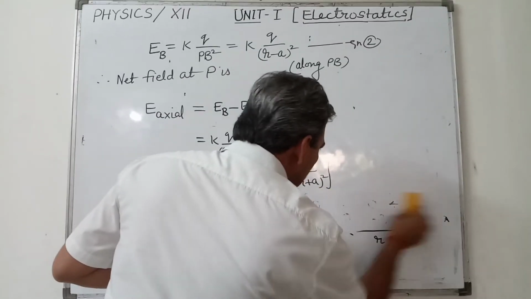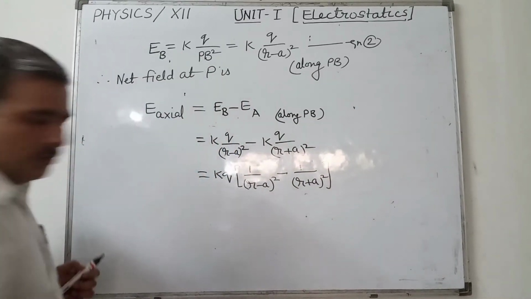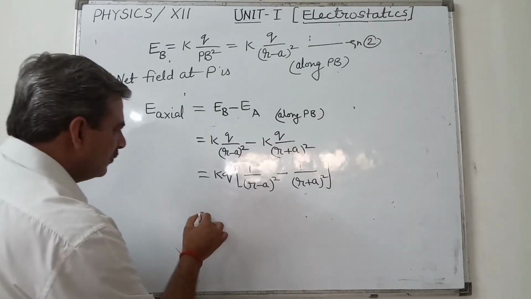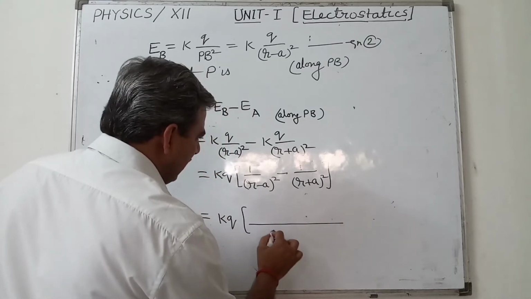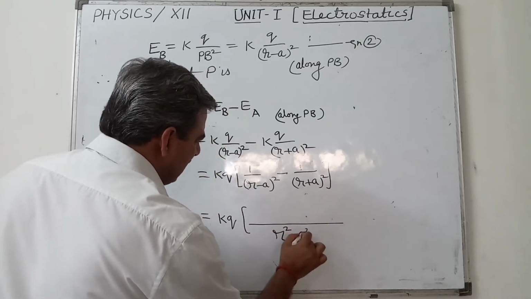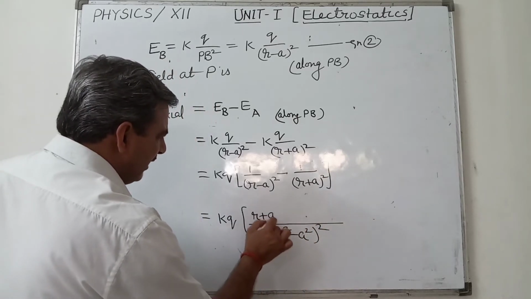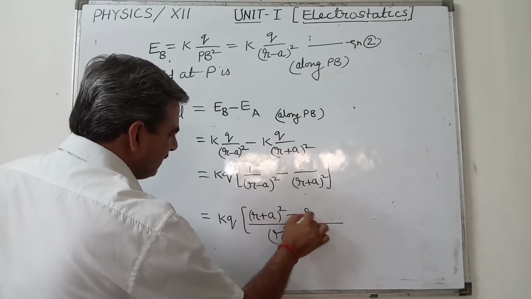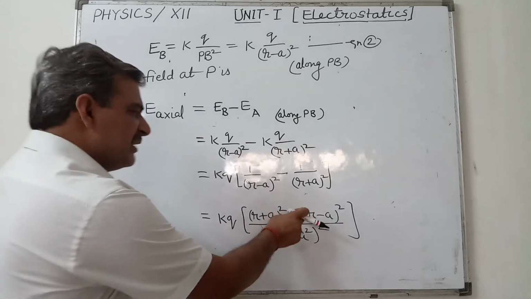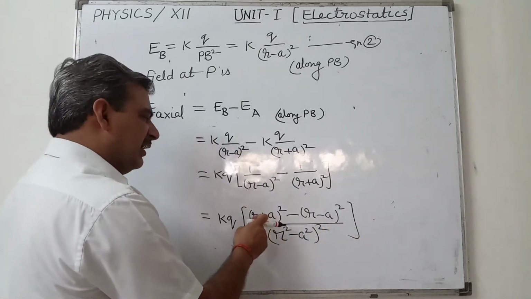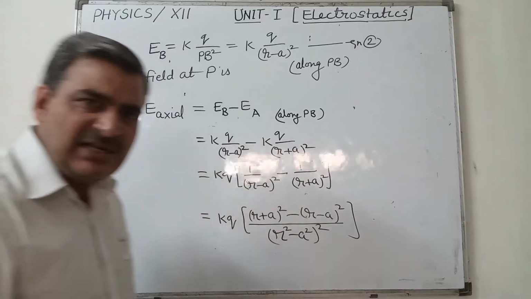After this, when you further simplify, you can write this as KQ. Here the LCM is R square minus A square whole square. And here you have R plus A whole square minus R minus A whole square. You can open this bracket by any of the identities, either A plus B whole square or A minus B whole square or A square minus B square. You have the same result in both the cases.